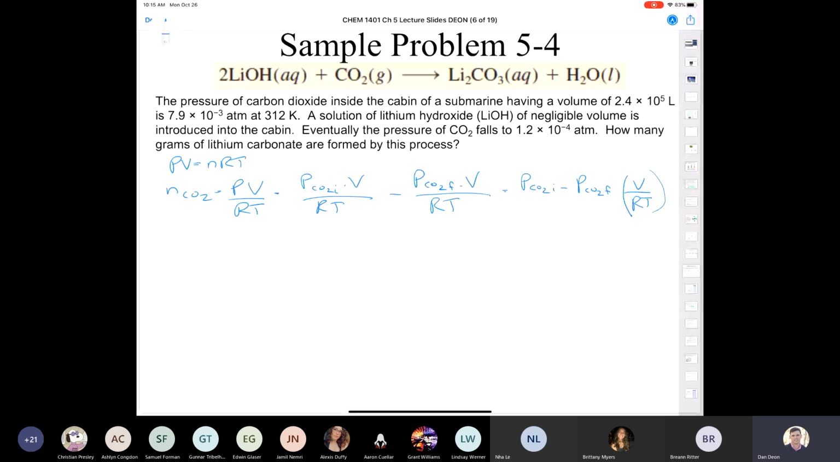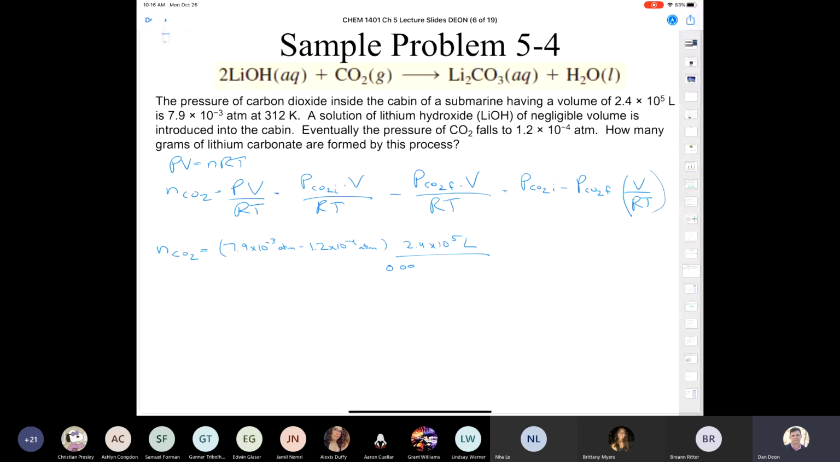Okay, so when I want to calculate my number of moles of carbon dioxide, it's going to be equal to, what did I start with? 7.9 times 10 to the negative 3 atm, subtract 1.2 times 10 to the negative 4 atm, multiplied by 2.4 times 10 to the 5 liters, divided by my R, which is 0.0.